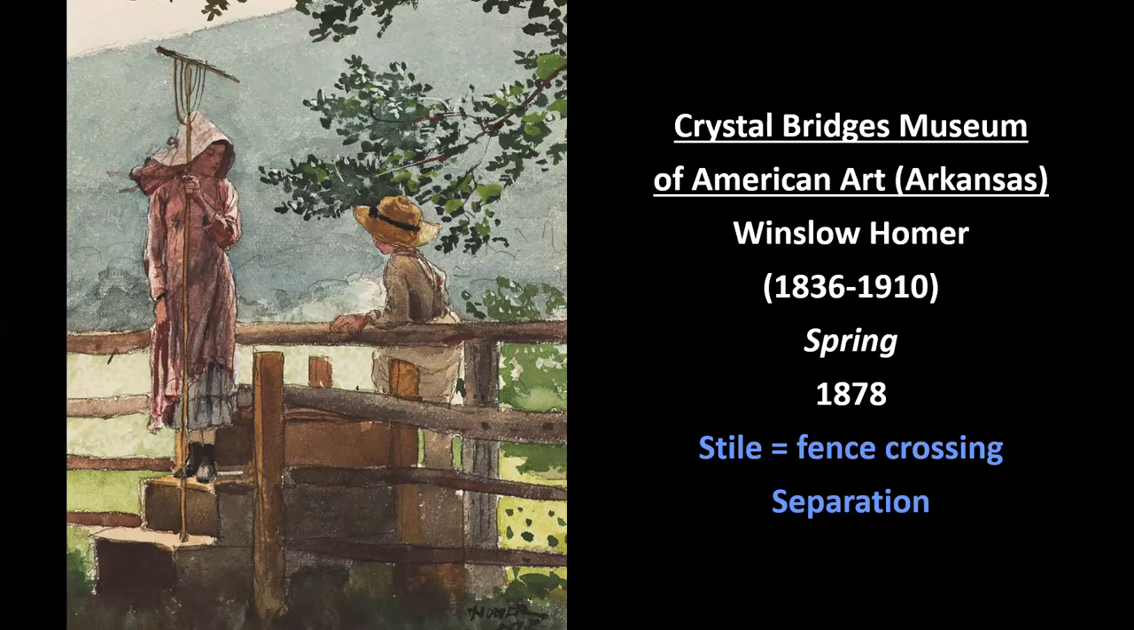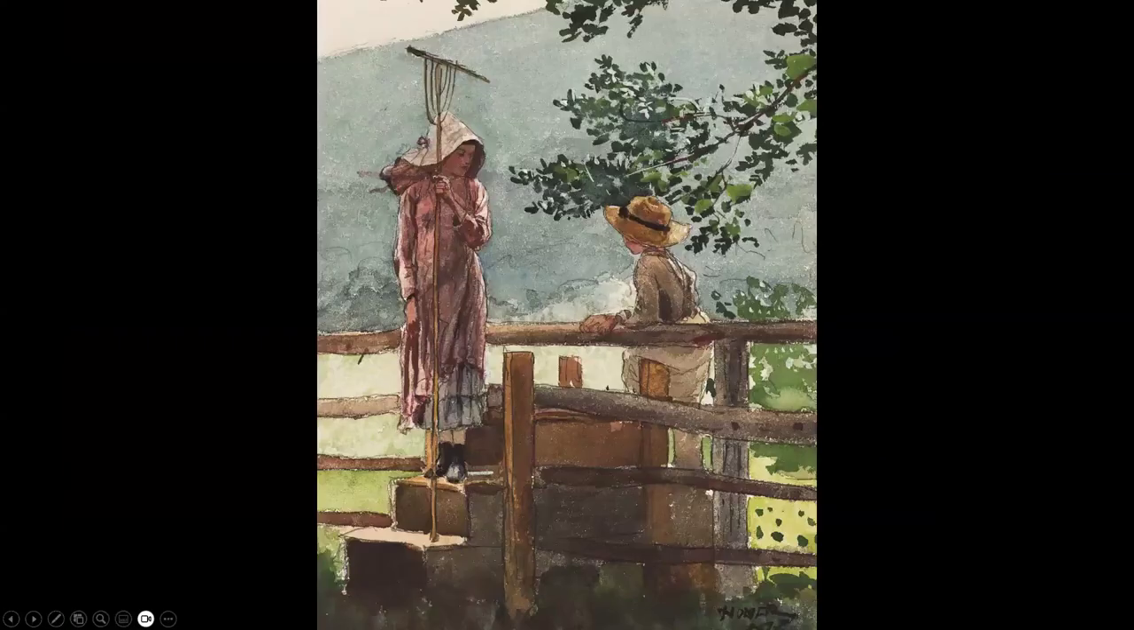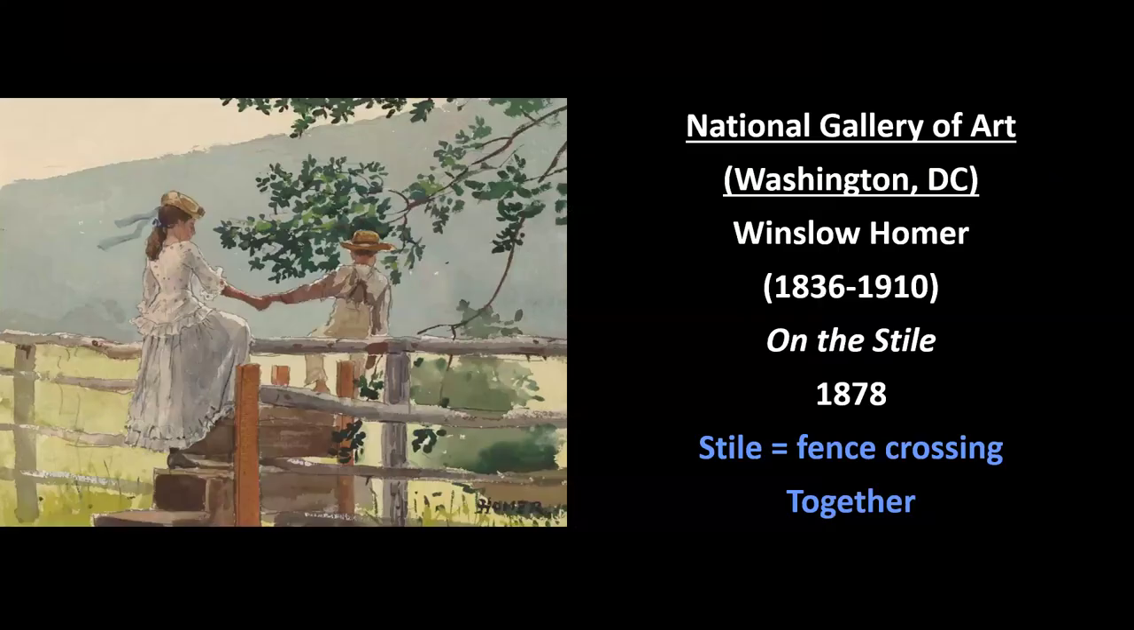It's called Spring. It's done in 1878, and there's this young boy and young girl, and they're separated by this fence. And then this contraption here is called a stile. It would allow you to step over the fence, but the fence would keep the animals from crossing from one side to the other. And I bet this is another one of those moments where you rarely get to talk to the boys alone, but it's one of those fleeting moments. She's looking at him, but he's looking away in this picture.